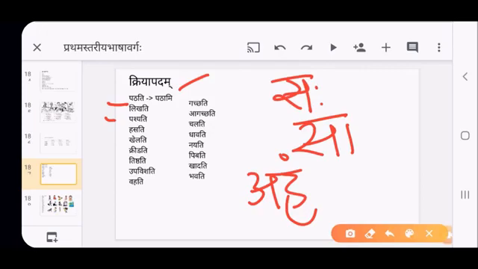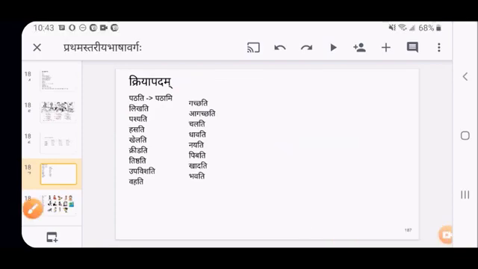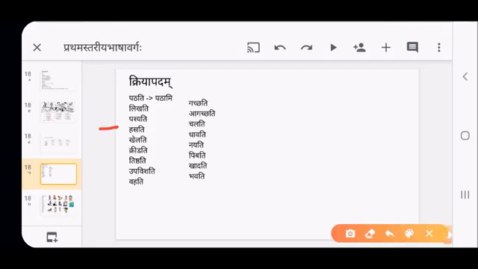Who is reading? Madhavi. Okay, you can do the next couple of them. Hasati, hasami. Aham hasami. Aham kelami. Aham kridami. Okay. Aham tishtami. Okay.